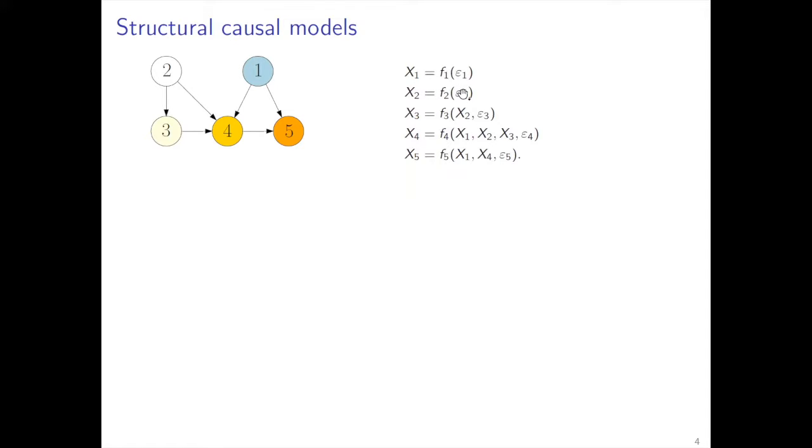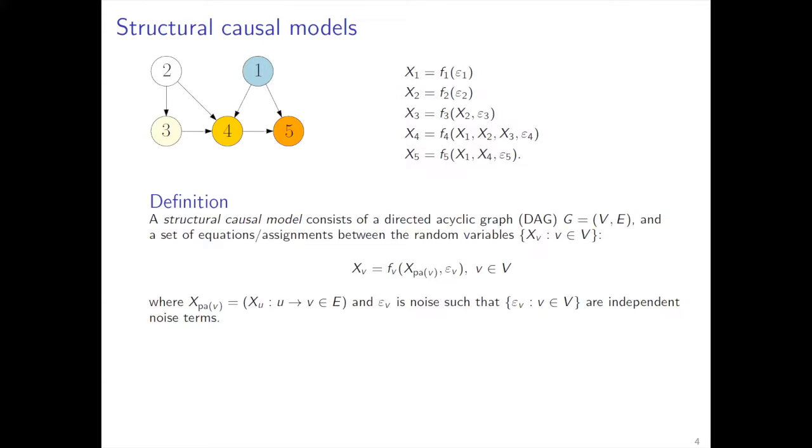x2 is a function of noise, so 2 has no parents. 3 has one parent, which is 2. So x3 is a function of x2 and epsilon 3, and so on. So we have all of these. x5 is a function of x1 and x4, and some noise epsilon 5. And the important thing is that the noise terms are independent. So the whole relationship between the variables comes from this graph, and these noise terms are just independent.